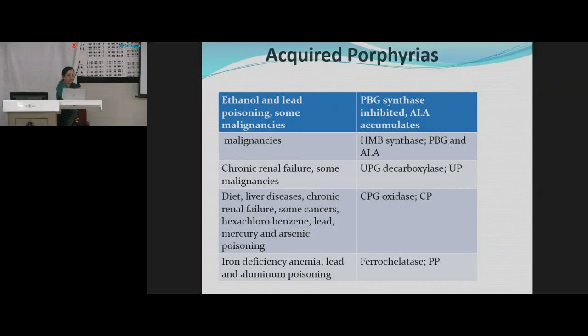So, various toxins or lead toxicity or various drugs also stimulate this ALA synthase. That is the barbiturates, phenobarbital and certain steroids. Also, oral contraceptives can stimulate porphyria-like symptoms in women. So, these are the drugs which will mimic the symptoms of porphyrias, and they are known as acquired porphyrias because of the enzymes which will be inhibited.